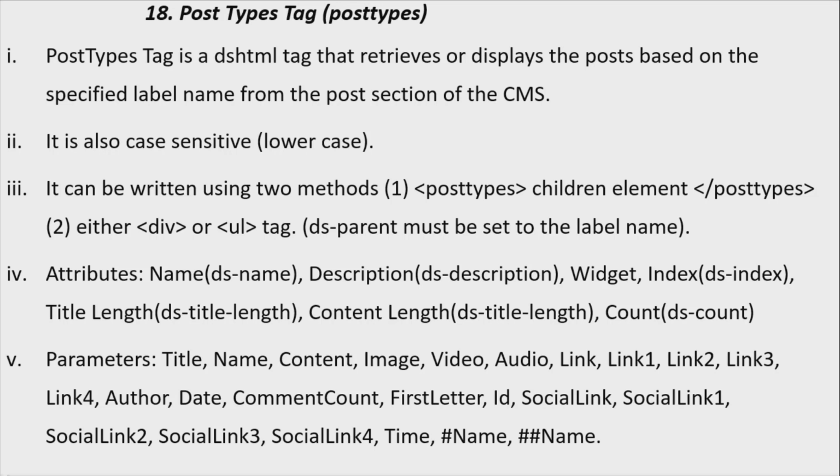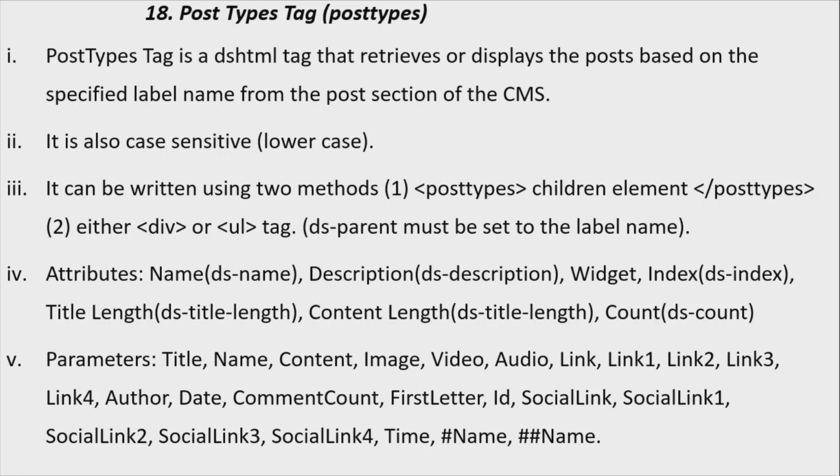Then next, I will call the next one. I will call post type. Then what do we call post type now? Post type. The post type tag is the DS HTML tag that retrieves or displays the post based on the specified label name from the post section of the this post type is for us to retrieve.